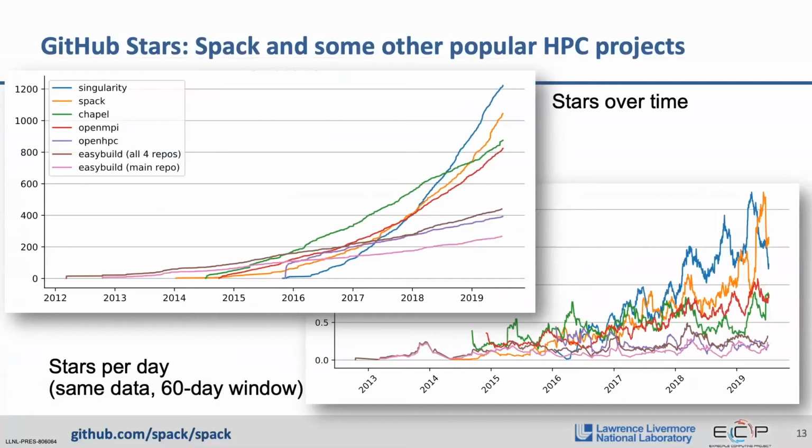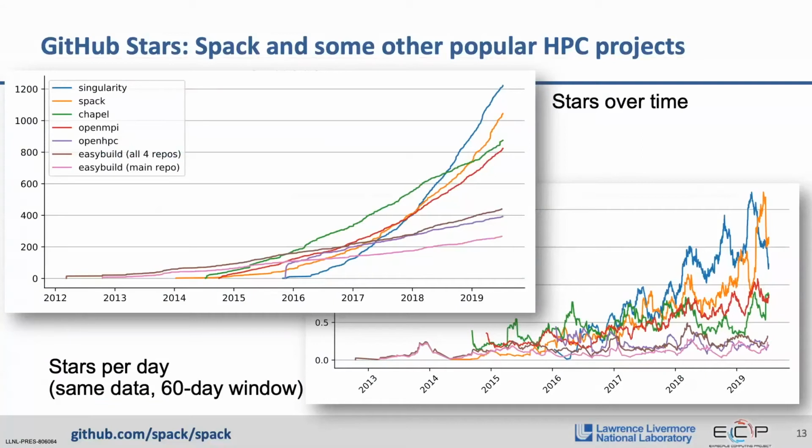GitHub stars are a bad metric, but this is useful for comparing to some other HPC tools. You can see up here that this is Singularity, Spack, Chapel, OpenMPI, OpenHPC, and EasyBuild. And Spack is this orange line here. The top one is Singularity, which has gone up really fast.